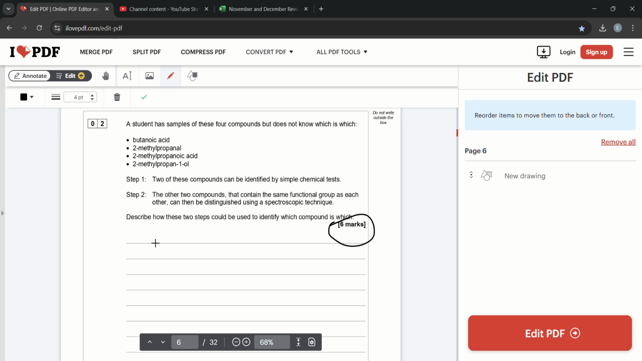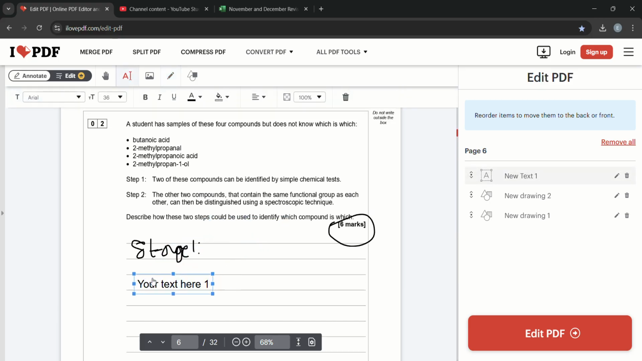There's 3 stages. Stage 1. Now we have propanal, 2-methylpropanal. That's an aldehyde. So how do you identify an aldehyde? Well, let's use Tollens' reagent, and we get a silver mirror. And this is to identify the aldehyde, in this case 2-methylpropanal.